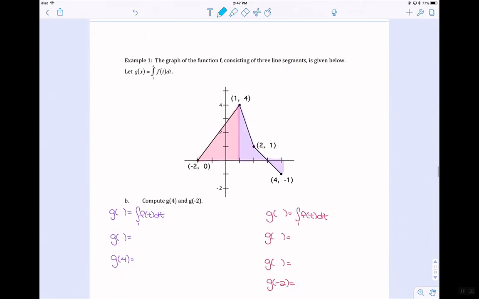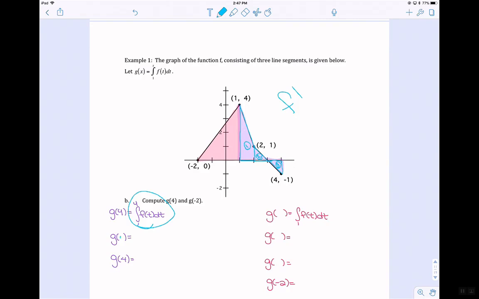So now, let's find g of 4 and g of negative 2. So g of 4, we plug in 4 for our x. So now I'm taking the antiderivative from 1 to 4 of f of t dt. Remember, this is the graph of f. So from 1 to 4, remember, a definite integral represents area under the curve. So what I have is the area of a trapezoid, an area of a triangle, and the area of another triangle.